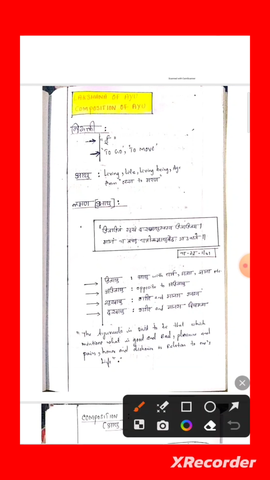So Nirukti of Ayu is I. I means to go or to move, which means something which has movement, something which can move, is Ayu. So something which is living, something which has life, a living being. Age also has a meaning called Ayu. And from Janma to Marana, from birth to death, that in between is Ayu.